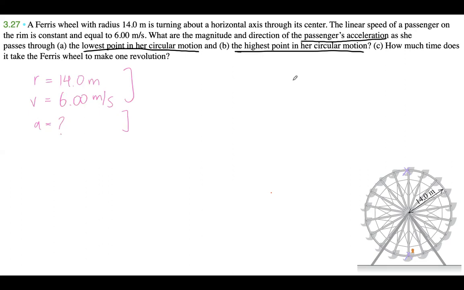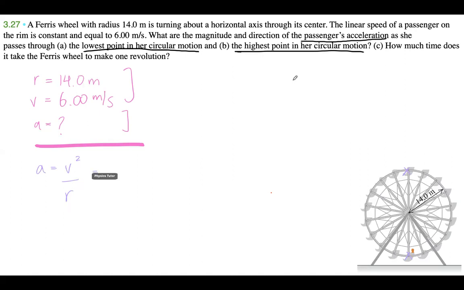Okay, so again, what's great about circular motion is that we know the formula for the acceleration, right? So this is the formula. You know what? I'm gonna use the color purple. Okay, so a is equal to v squared over r. Okay, so v squared over r, and we're given v, right?